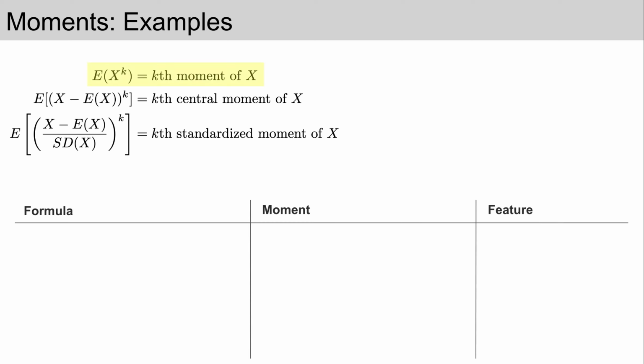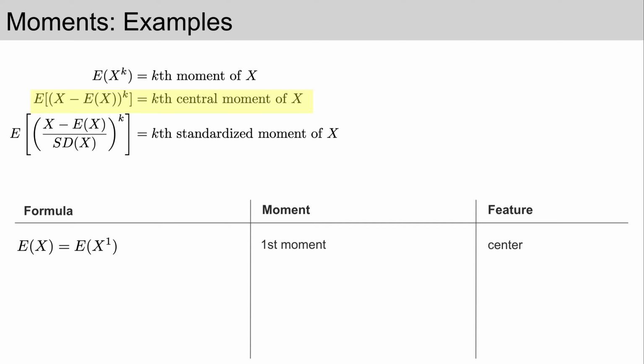Consider just a few examples, some of which are already familiar to us. First, consider the kth moment of x. When k equals 1, we call this the first moment. But the first moment is just the expected value of x. E of x equals E of x to the first power. Thus, the first moment of a random variable is what tells us about its center or typical value.